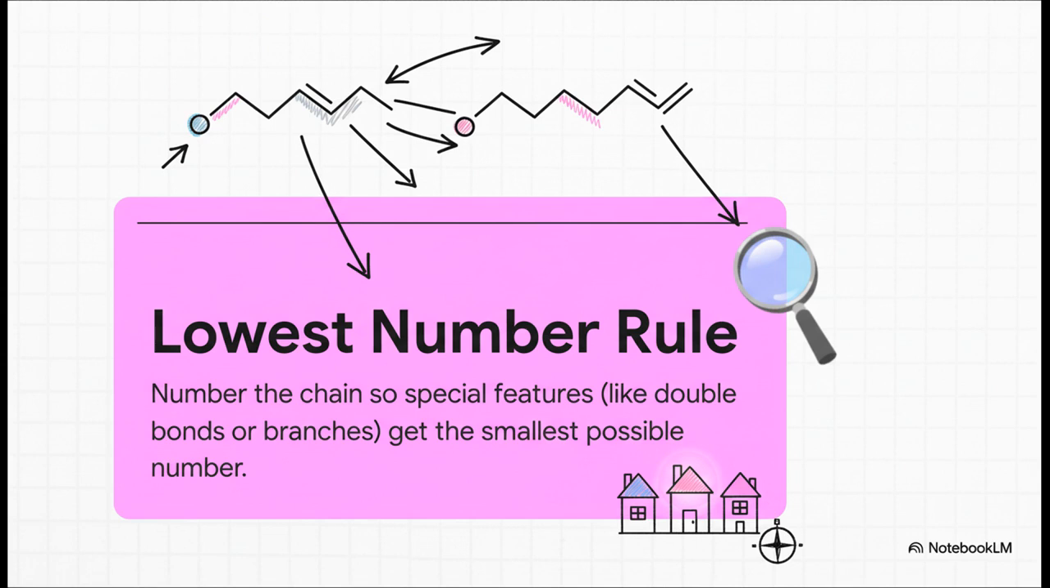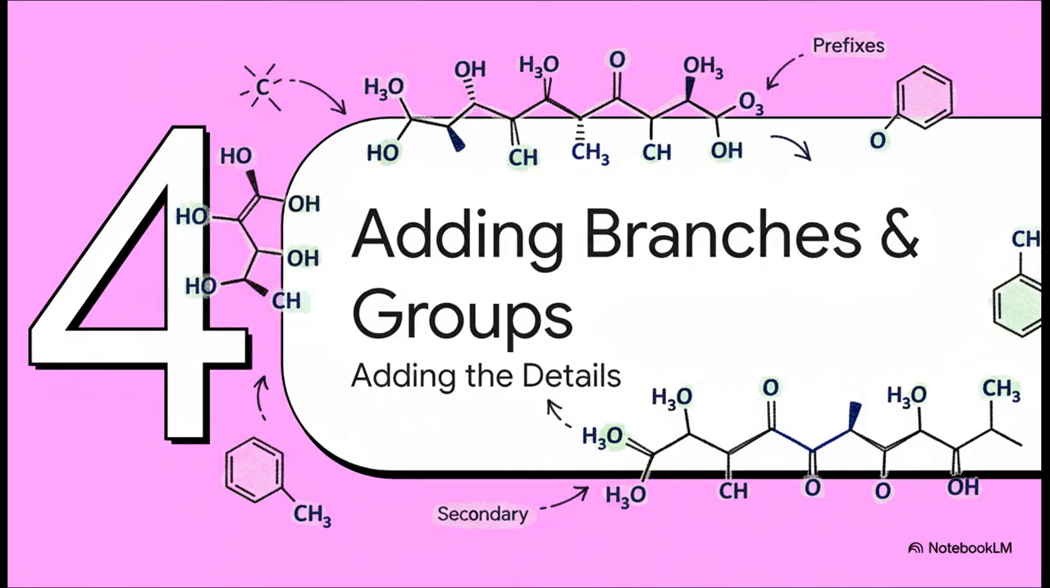In chemistry, just like in real estate, it really is all about location, location, location. Okay, moving on to section 4. So we've built our basic street, the carbon skeleton. Now it's time to add all the interesting details, the decorations, the side streets, the things that make each molecule unique. And we do that with our prefixes and suffixes.